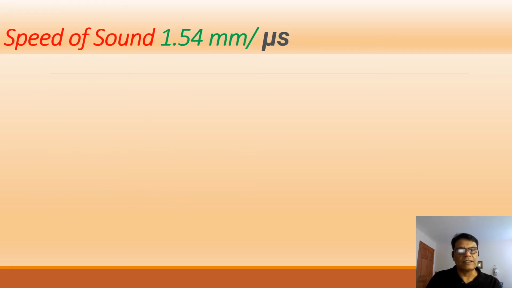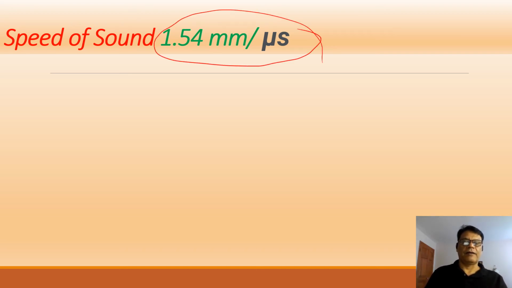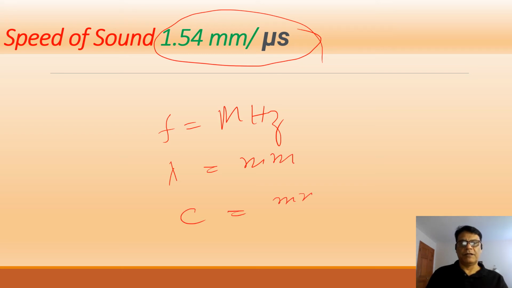We have discussed that the speed of sound is 1.540 millimeter per microsecond. Remember this and never forget it. Frequency should be in megahertz and wavelength should be in millimeter. Then speed of sound will be in millimeter per microsecond. So remember this combination again: megahertz, millimeter, and millimeter per microsecond.